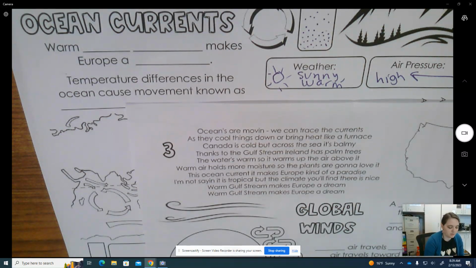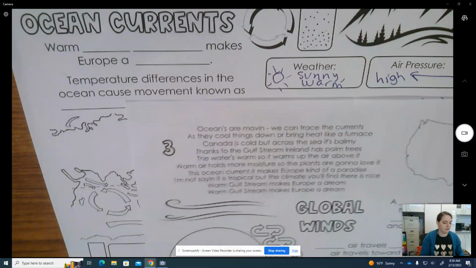Canada is cold, but across the sea, it's balmy. Thanks to the Gulf Stream, Ireland has palm trees. The water's warm, so it warms up the air above it. Warm air holds more moisture, so the plants are gonna love it. This ocean current, it makes Europe kind of a paradise. I'm not saying it is tropical, but the climate you'll find there is nice. Warm Gulf Stream makes Europe a dream. Warm Gulf Stream makes Europe a dream.